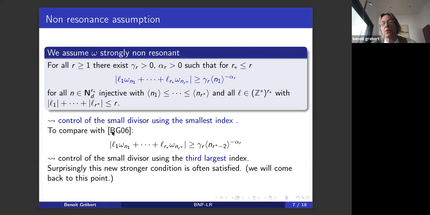The difference with the result by Dario and myself is that in that case, the control was with the third largest index. So it was related actually to the tame property, in some sense. But you see that, of course, if you have a control with respect to the smallest index, you have a control with respect to the third largest index. So this new condition is stronger. But surprisingly, this new stronger condition is often satisfied. This is something we will see at the end of the talk. I would like to have 2 minutes to show you this, because I think it's interesting.